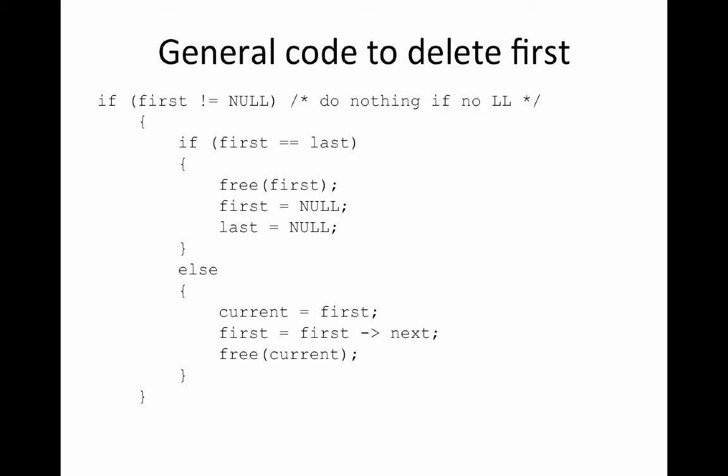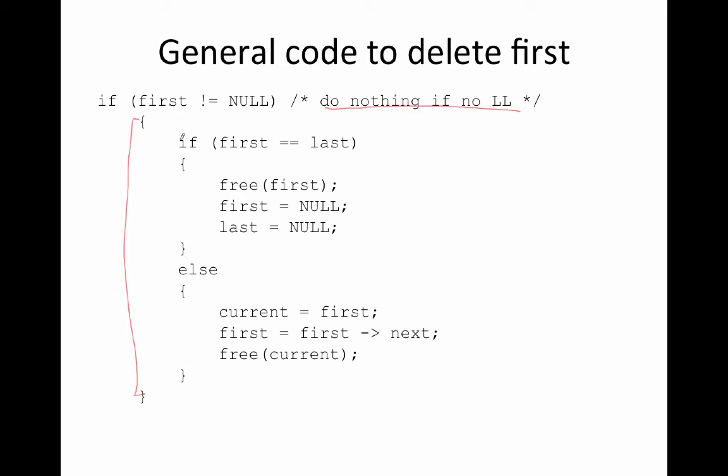So here's general code to delete the first element. First of all, we're going to check to see whether we have a linked list. So if first is not equal to null, then we'll execute this action. So in other words, we're going to do nothing if we don't have a linked list to begin with. So if first is null, we don't have a linked list, so there's nothing to do.